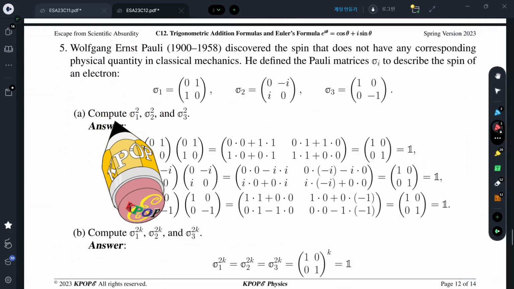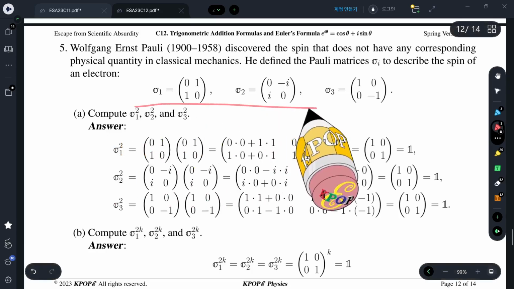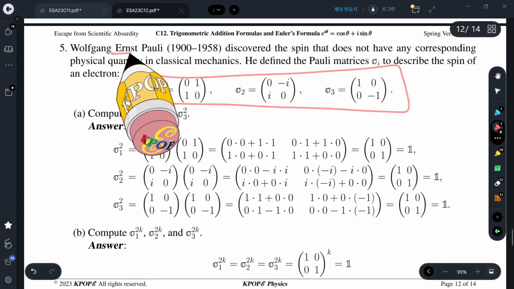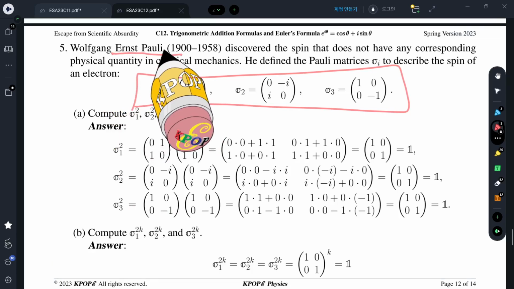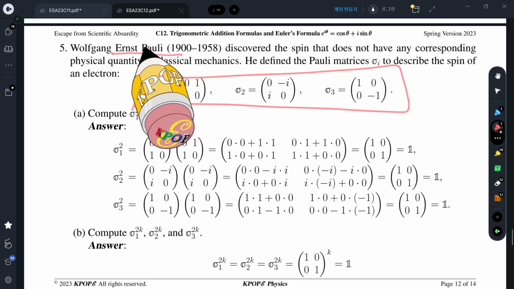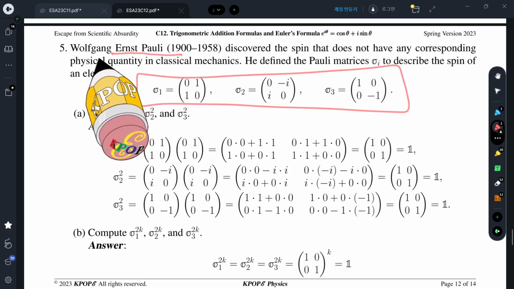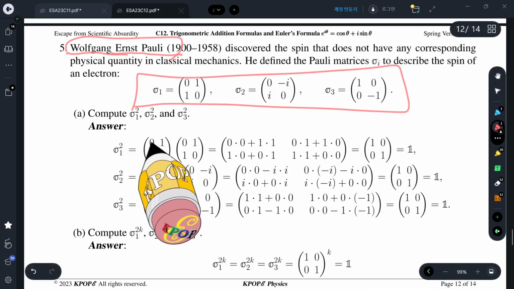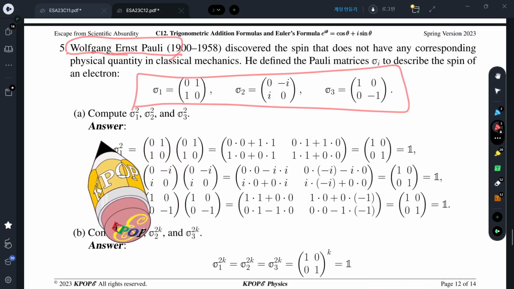Finally, we make use of these three 2x2 matrices. These are called Pauli matrices. Pauli discovered the spin of an electron, and due to Pauli, we were able to find the quantum mechanical view of a hydrogen atom for the first time. He is the person who solved the hydrogen atom energy level problem for the first time. So that is the triumph of quantum mechanics.